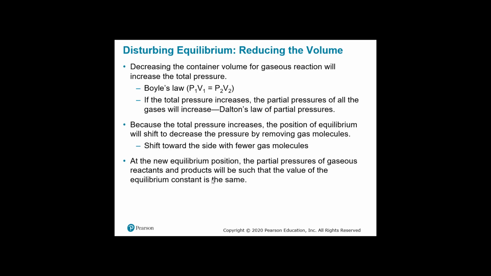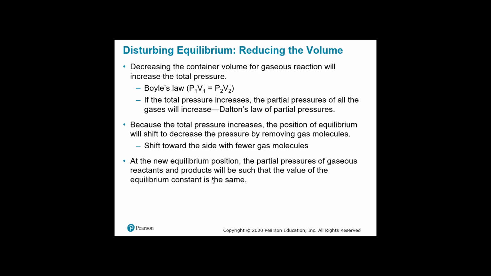So it's going to shift toward the side with fewer gas molecules. If we decrease the volume, that increases the pressure, so the reaction is going to go to the side which has fewer gas molecules. I'll show you an example reaction of this. If we have 2 moles on the reactant side and 1 mole on the product side, this is going to favor the product side because there's 1 mole.